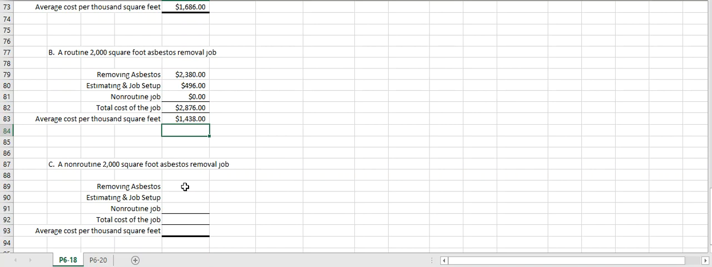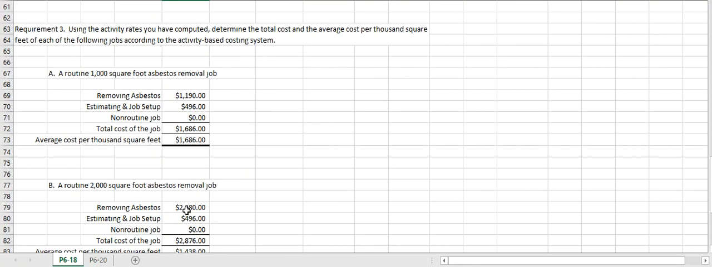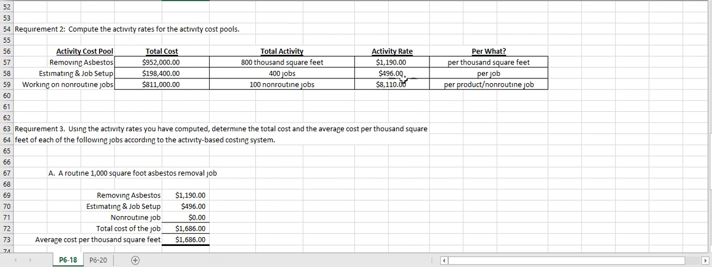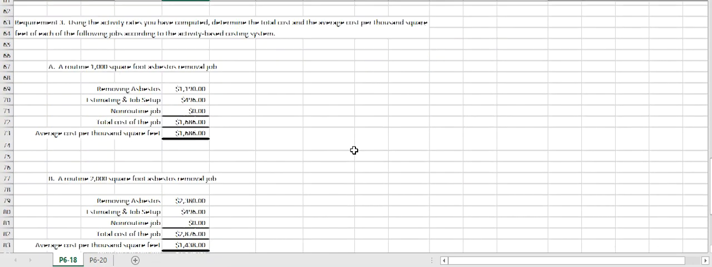All right, a non-routine 2,000 square foot asbestos removal job. Well, we're going to take the cost per 1,000 square feet of removing asbestos times 2, which is $2,380. That's actually the same as it is up here. Didn't change, it's still 2,000 square feet. It's $496 for estimation and setup for any job, doesn't matter if it's routine or non-routine. But then we have that non-routine job cost, and that is $8,110.